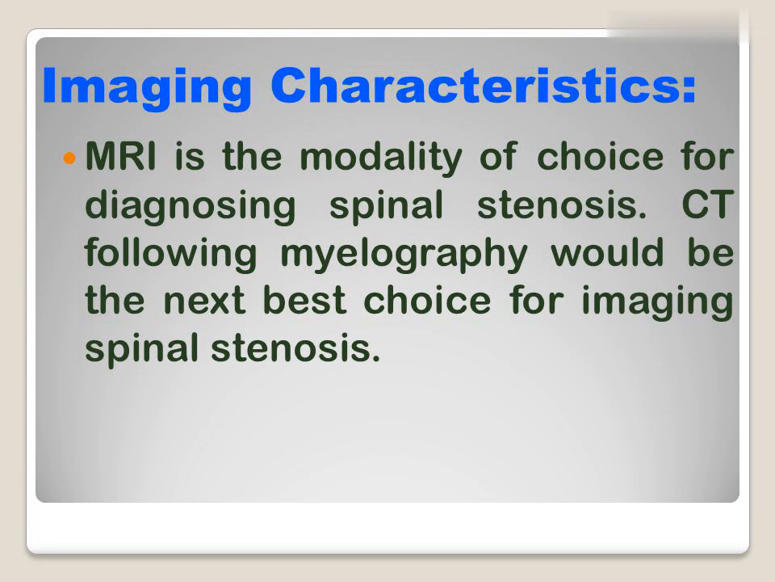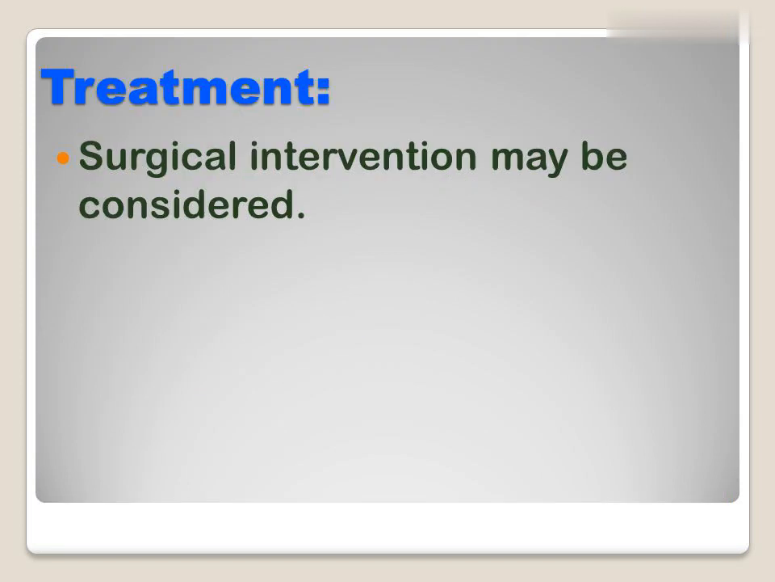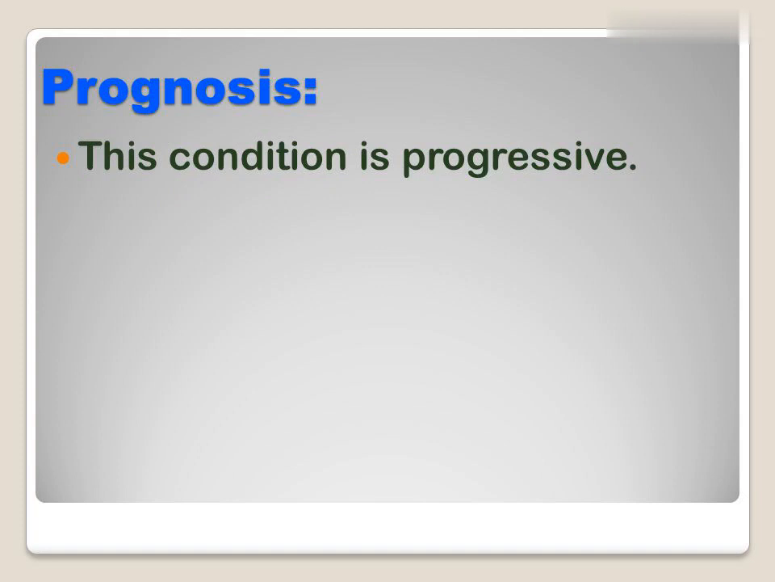Imaging characteristics. MRI is the modality of choice for diagnosing spinal stenosis. CT following myelography would be the next best choice for imaging spinal stenosis. MRI and CT show narrowing of the spinal canal, lateral recess, and neural foramen. Bulging discs. Hypertrophy of facet joints and ligamentum flavum. Spondylolisthesis. Compression of the thecal sac and nerve roots. Treatment. Surgical intervention may be considered. Prognosis. This condition is progressive.